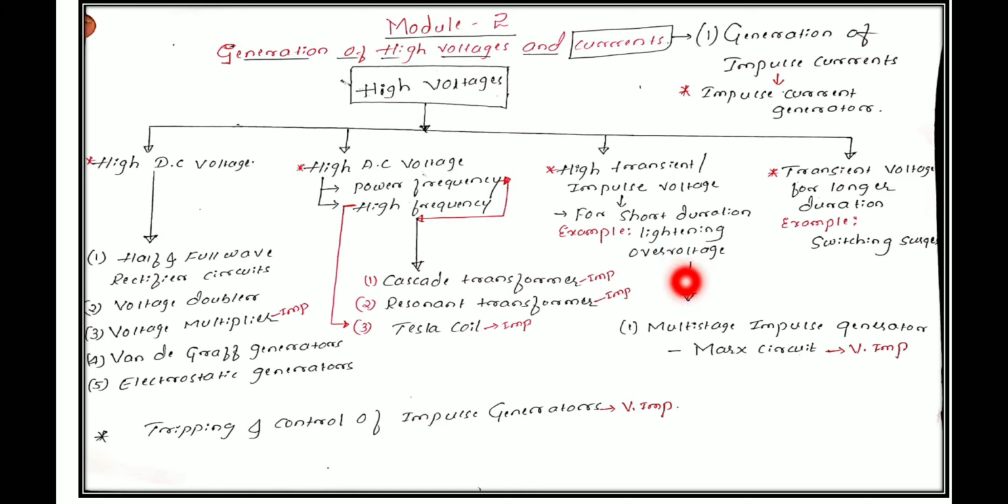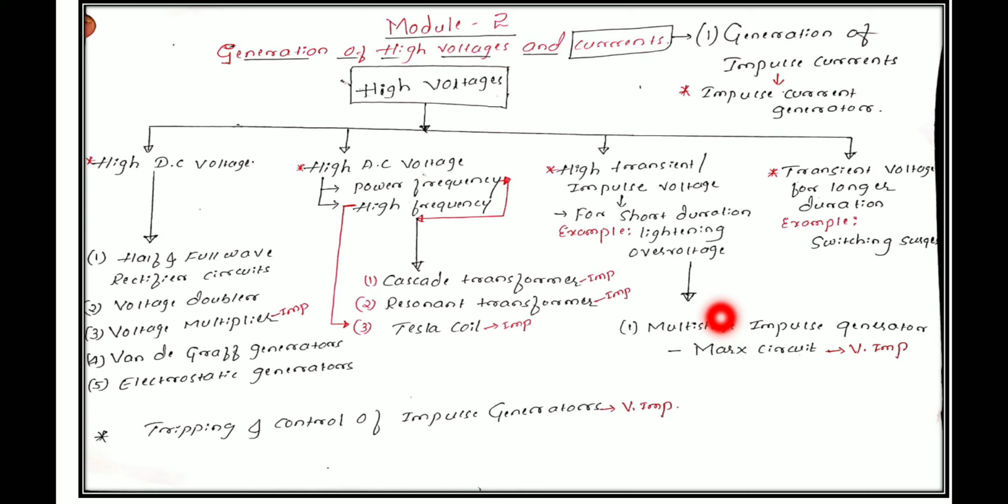In your syllabus, they have mentioned only the generation of high impulse or transient voltages for a shorter duration. That is done using a circuit called the Marx circuit, also called a multi-stage impulse generator. This is a very important part of this module.